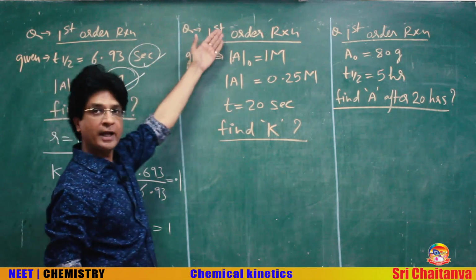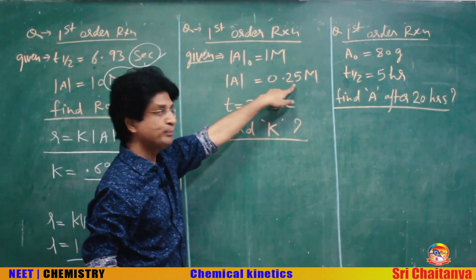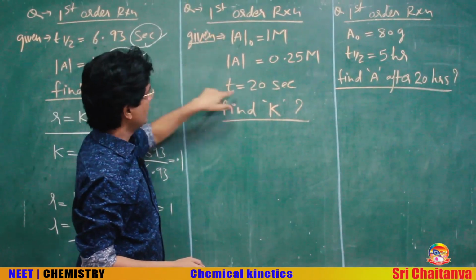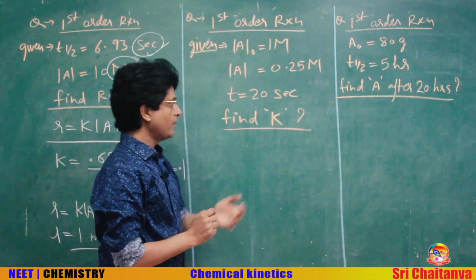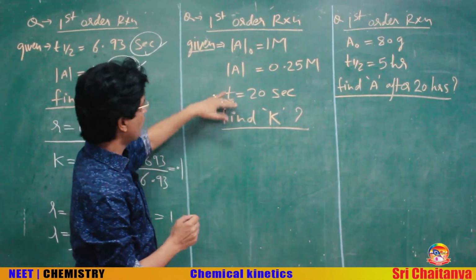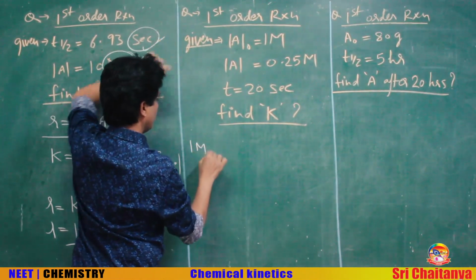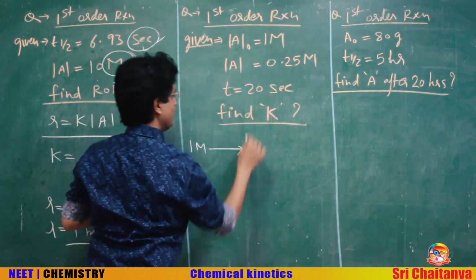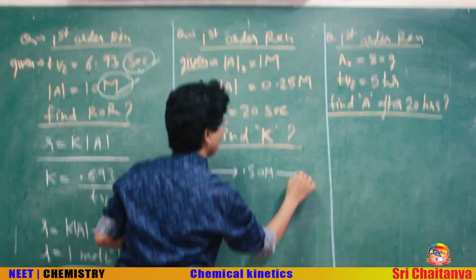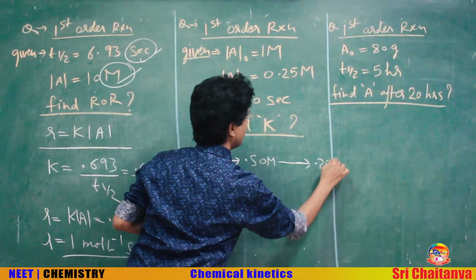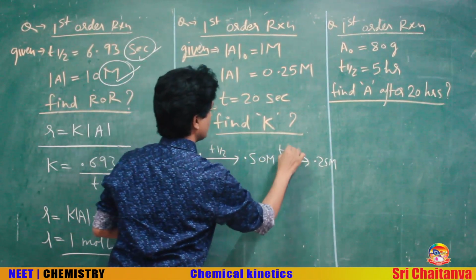Now come to the second question, again for first order reaction. Here they have given you initial amount 1 molar, final amount is given as 0.25 molar. Time taken is given as 20 seconds. They are asking you to find K. Now to find K, I should know the half-life. So if you focus on this question, if I begin with 1 molar, after 1 half-life, it will be 0.50. After 1 more half-life, it will be 0.25 molar. So this is half-life, this is also half-life.